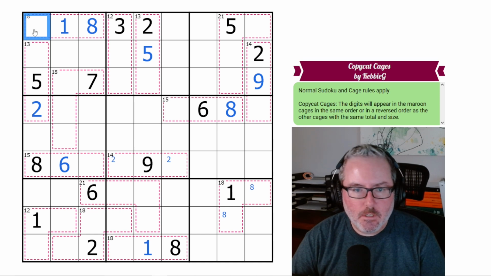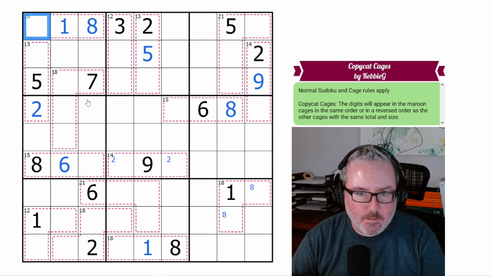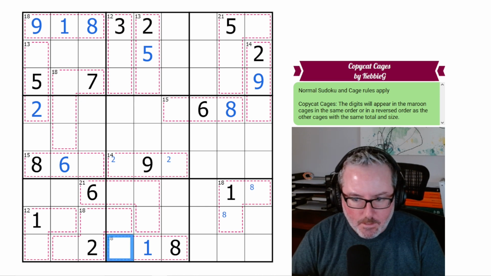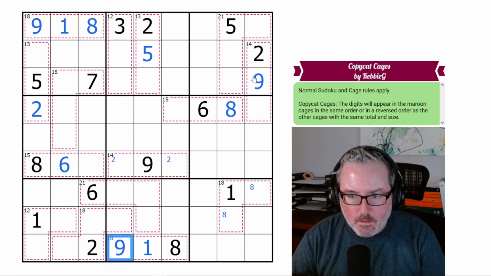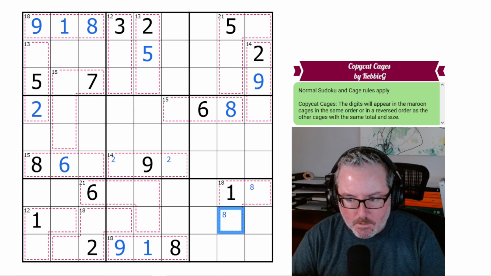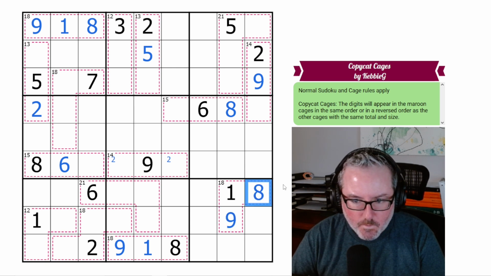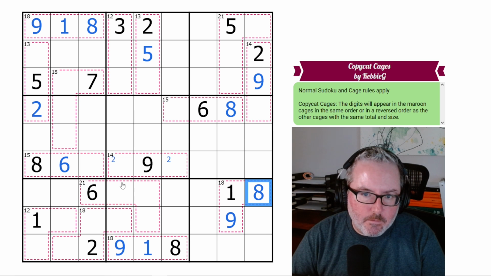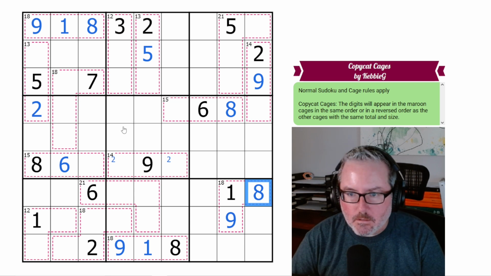just from totals, and then we can start filling things in. So this clearly has to be a 9 to equal 18. So our 3-cell 18 cages are going to have 9s. Now we have a 9 here pointing here, so this must be the 9, and this must be the 8. Do we have any other 18 cages? No, I don't see anything.